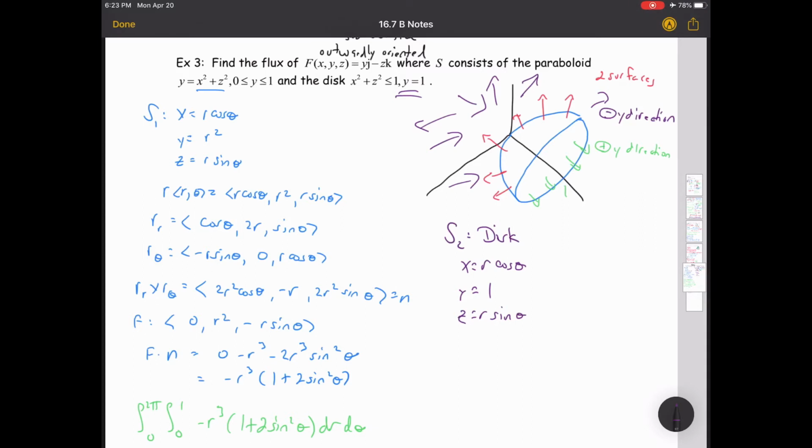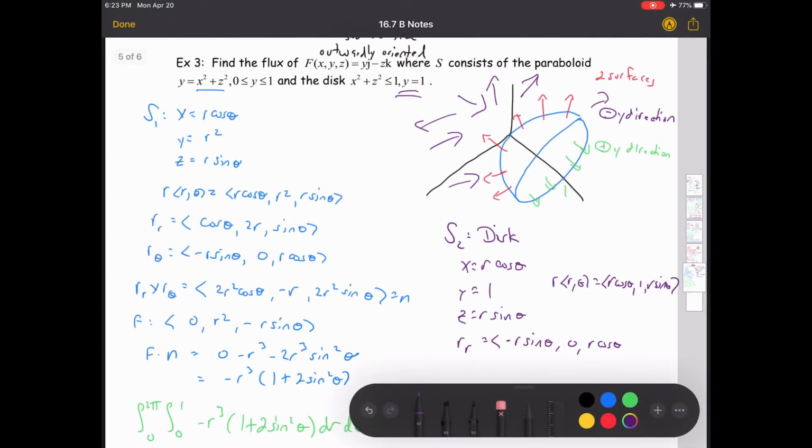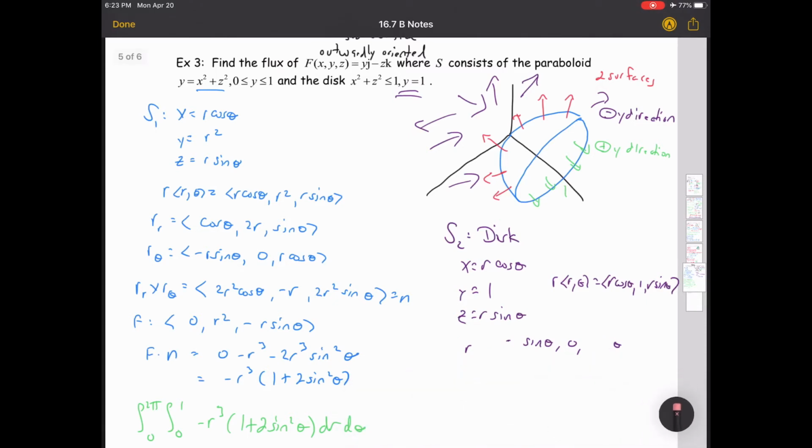So our r is going to be, once again, a function of r and theta: r cosine theta, 1, r sine theta. So let's do our cross product. R sub r is going to be negative r sine theta, 0, r. I'm sorry, I was actually doing that with respect to something else.